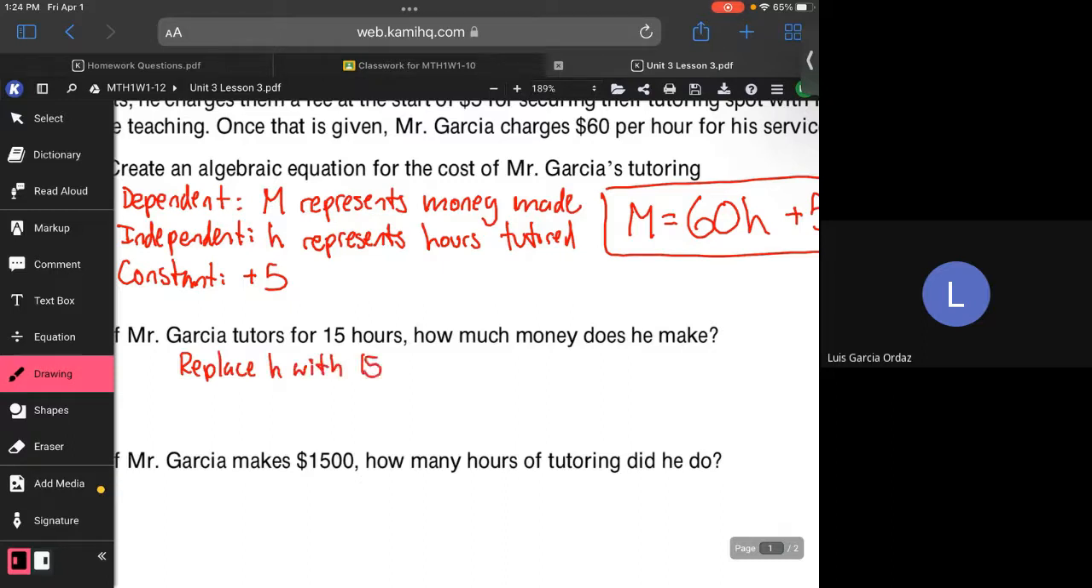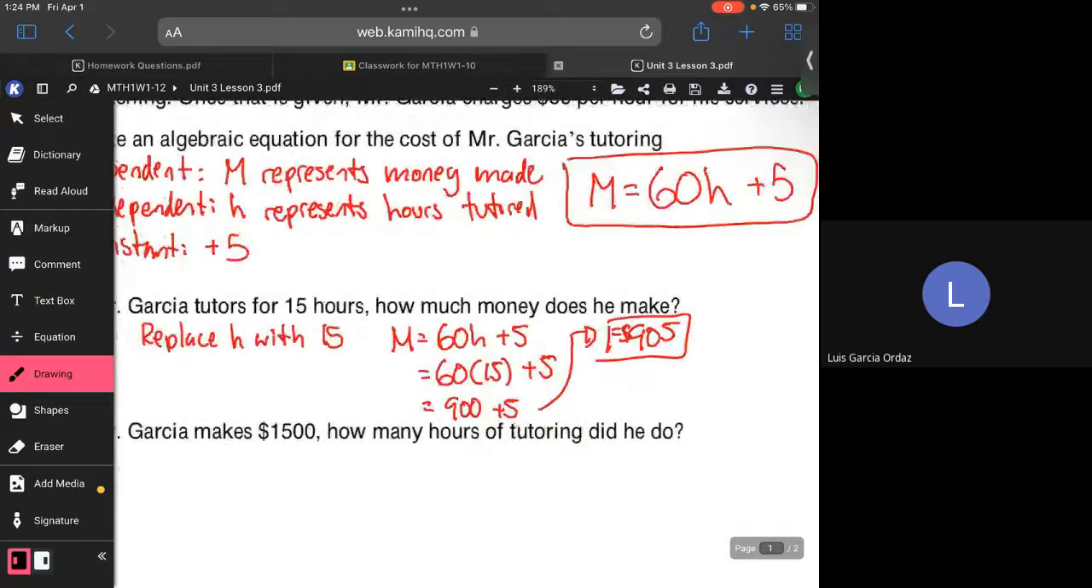So I get M is equal to 60 times H plus 5. Like Maya said, replace H with 15, plus 5. So 60 times 15 is what, 900? 900 plus 5. So the total money I make in 15 hours is $905. So what would my statement be at the end?